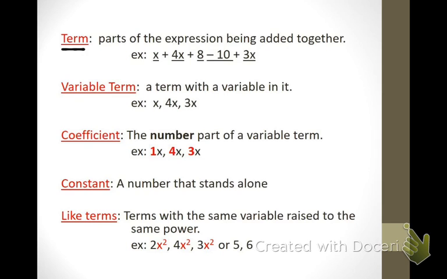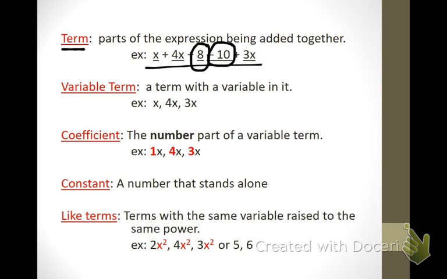The constant. Read me what a constant is. A number that stands alone. So looking at my first example right up here, who can tell me which ones are my constants? 8 and -10. Because this is a number that stands by itself, and thank you for telling me -10, because that negative went with the 10. So those are my constants.